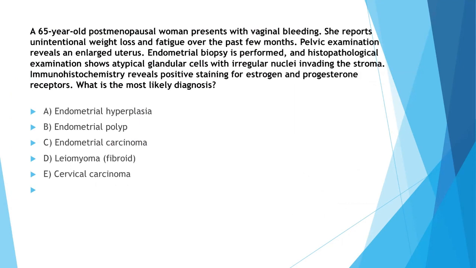What is the most likely diagnosis? A 65-year-old postmenopausal woman presents with vaginal bleeding. She reports unintentional weight loss and fatigue over the past few months. Pelvic examination reveals an enlarged uterus. Endometrial biopsy is performed, and histopathological examination shows atypical glandular cells with irregular nuclei invading the stroma. Immunohistochemistry is positive for estrogen and progesterone receptors. Most likely diagnosis is what?